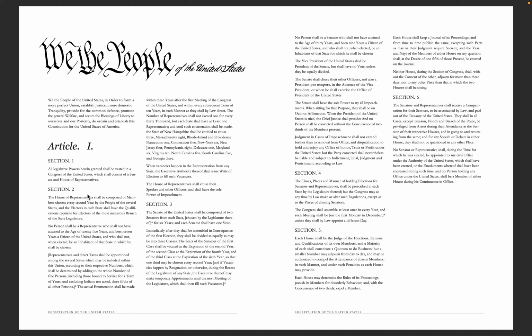In this third paragraph, it says that according to their respective numbers, which shall be determined by adding to the whole number. This essentially just means that the districts will get assigned based on a state's population, which is part of the Virginia Plan of the Great Compromise. The Virginia Plan wanted states to have proportional representation in a federal Congress based on population, and the New Jersey Plan wanted equal representation for all states. The Great Compromise combined these two to create the system that we have today, a bicameral legislature.